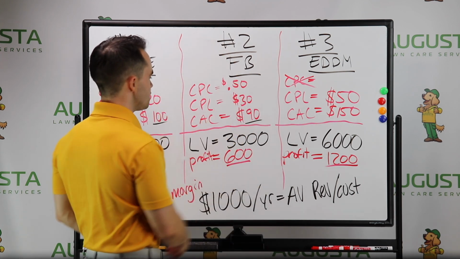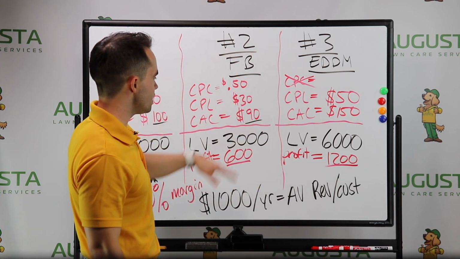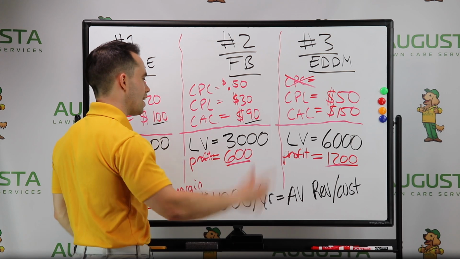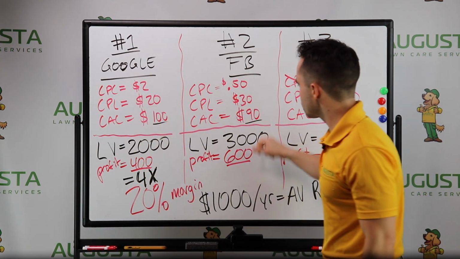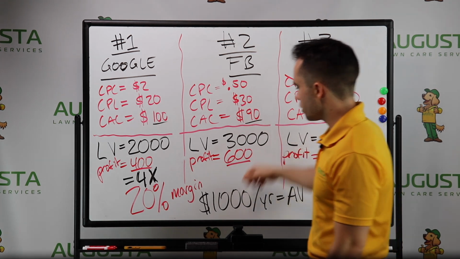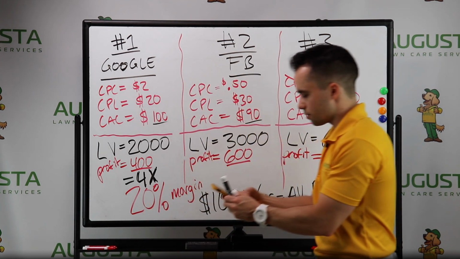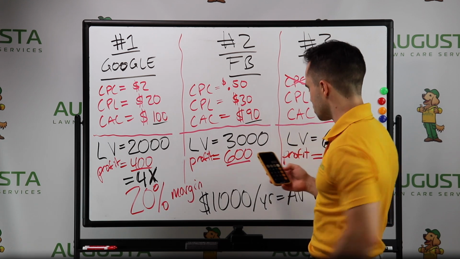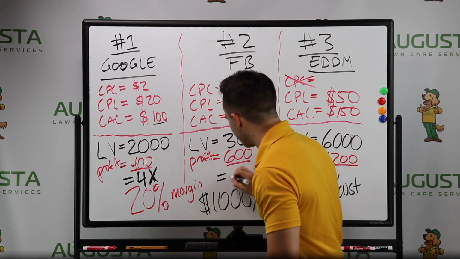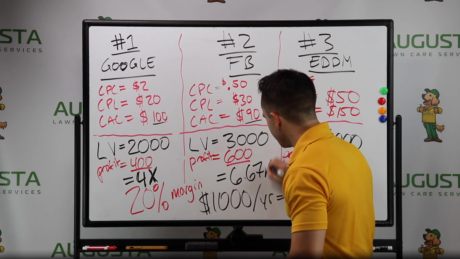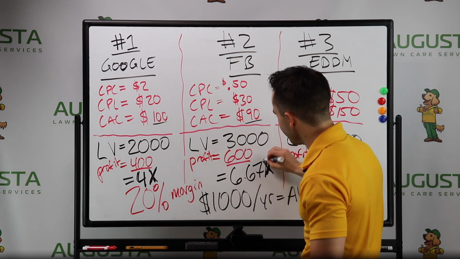Now let's go ahead and look at Facebook. We know we keep them on average for 3 years at $3,000 in lifetime value, 20% profit. Let's go ahead and run the math on this, because now we're going to take this same $600 in profit that we made on this customer, divide that by our customer acquisition cost. Guess what? We have a 6.67x return on our investment. This is fantastic. Okay, 6.67.